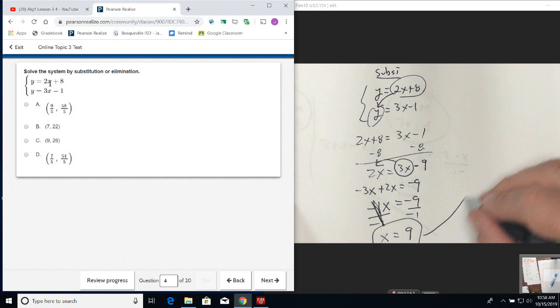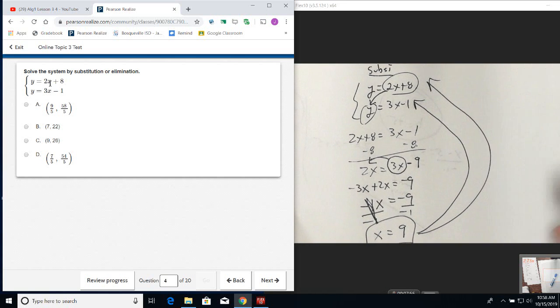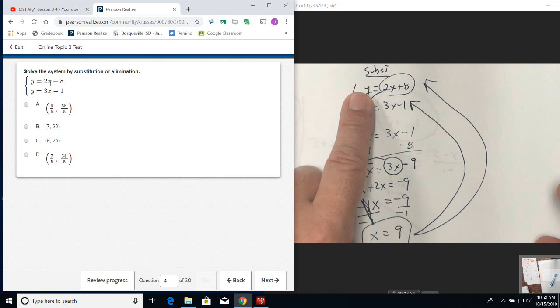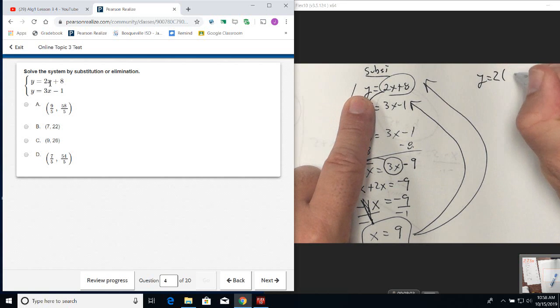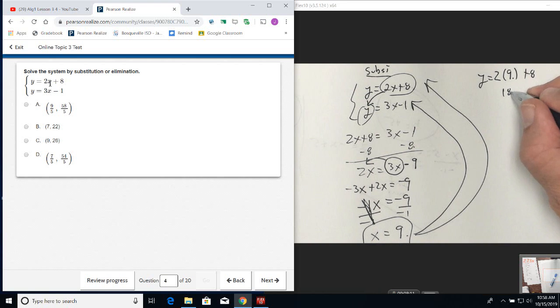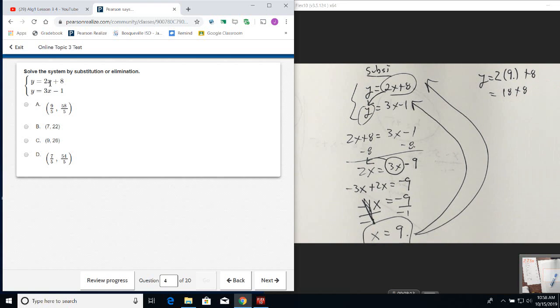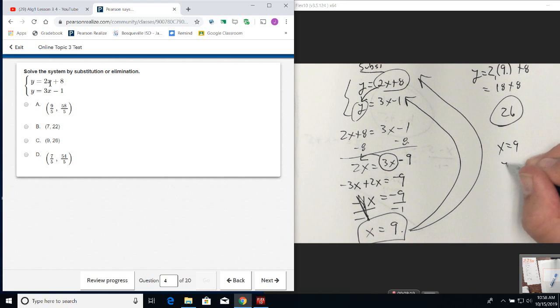Well, to figure out what y is, either plug that x value into the first equation or the second equation. Just pick one. I'm going to pick the first one. To get y, it's equal to 2 times whatever x is plus 8. And if x is 9, just plug in a 9 for that x. So 2 times 9 is 18 plus 8. So what's 18 plus 8? 26. So my x is 9, my y is 26.